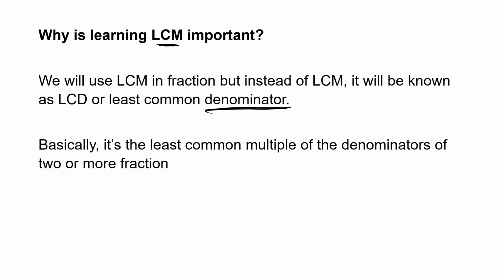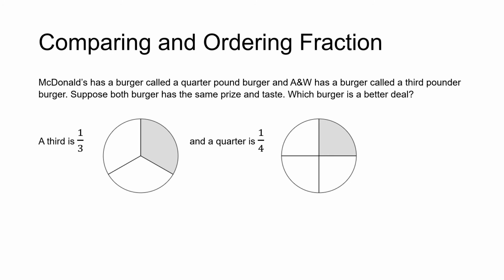So why is LCM important? Well, LCM is important because it allows us to find equivalent fractions of 2 different fractions. So let's have a story time comparing ordinary fractions. McDonald's has a burger called a quarter-pound burger, and A&W has a burger called a third-pounder burger. Suppose both burgers have the same price and the same taste. Which burger is the better deal?